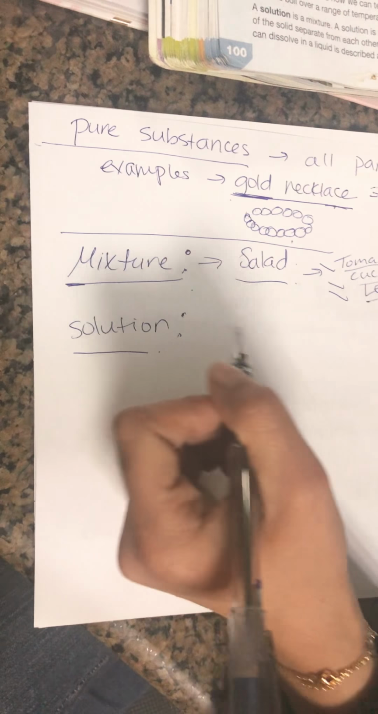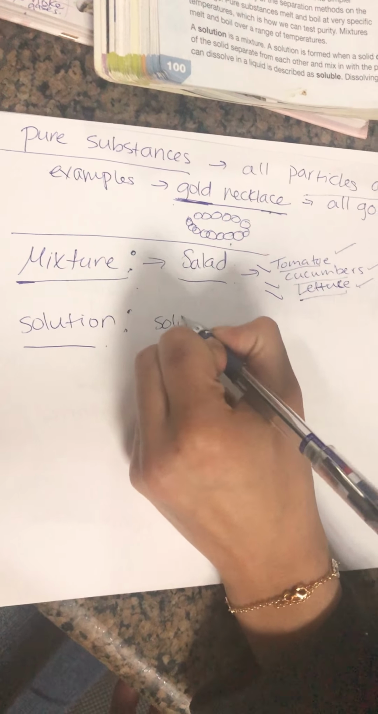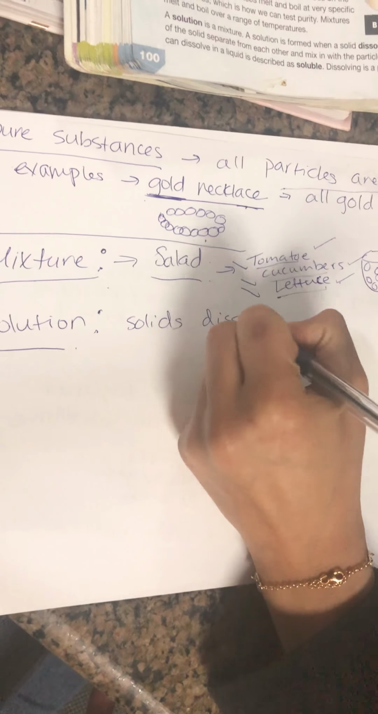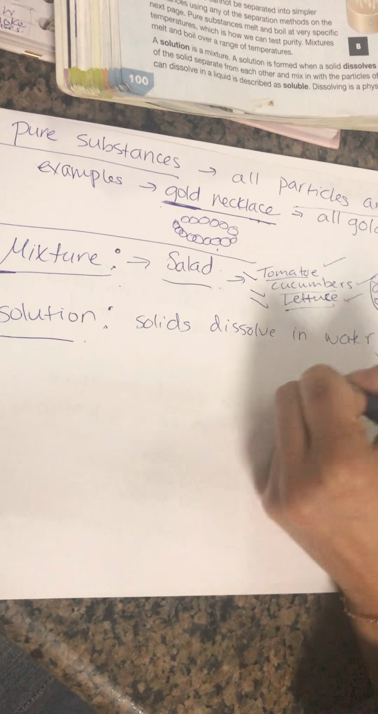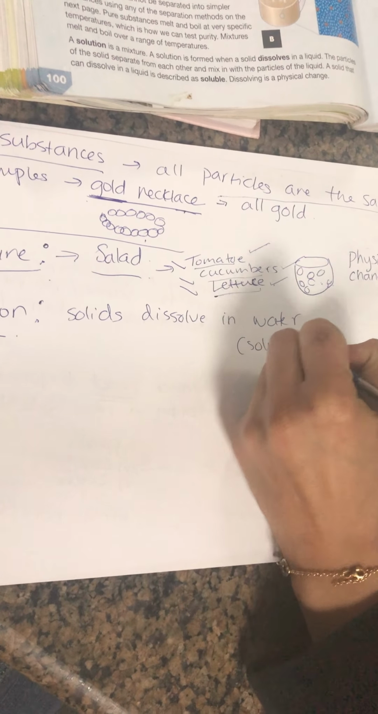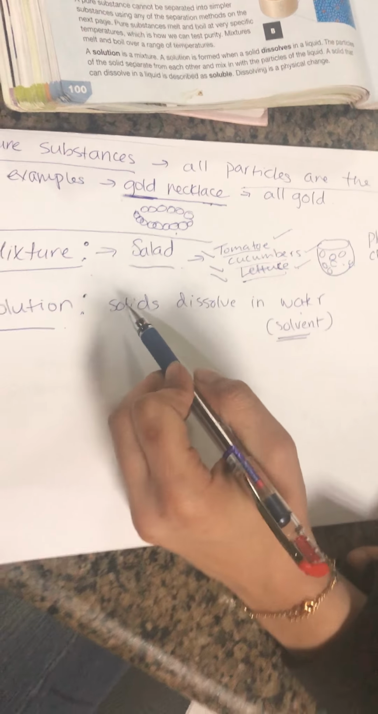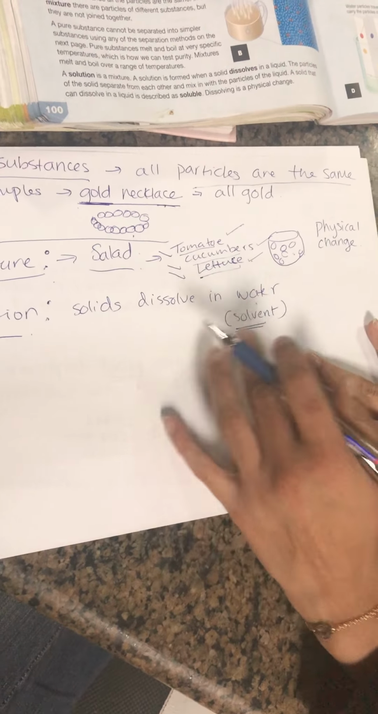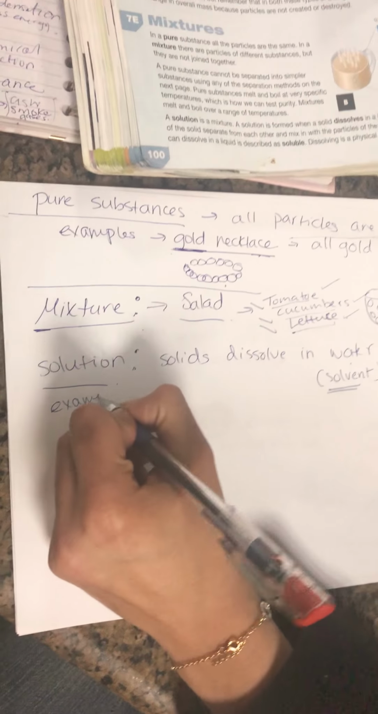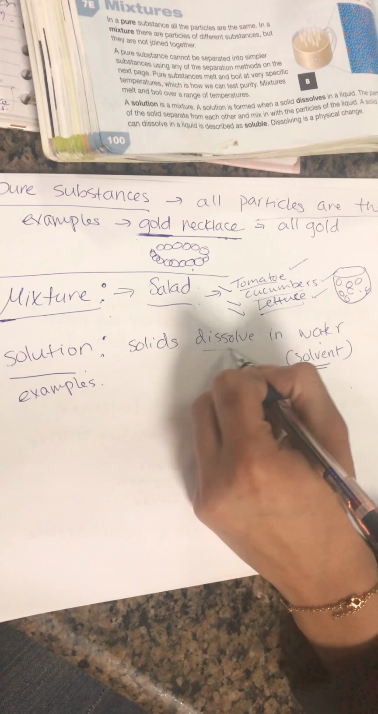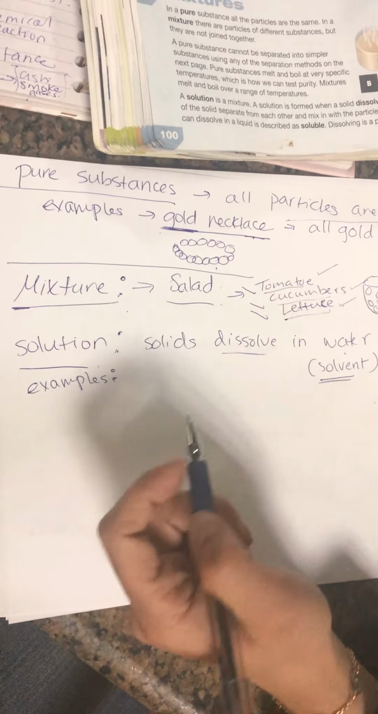The next mixture I'm going to talk about is a solution. A solution is mainly solids that dissolve in water or in solvents, let's say. A solvent is always the liquid that allows the mixture to happen. The liquid in the mixture, we call it a solvent. Now, simple examples to make it easier for you. Dissolve means it melts into, so it all looks like one substance.